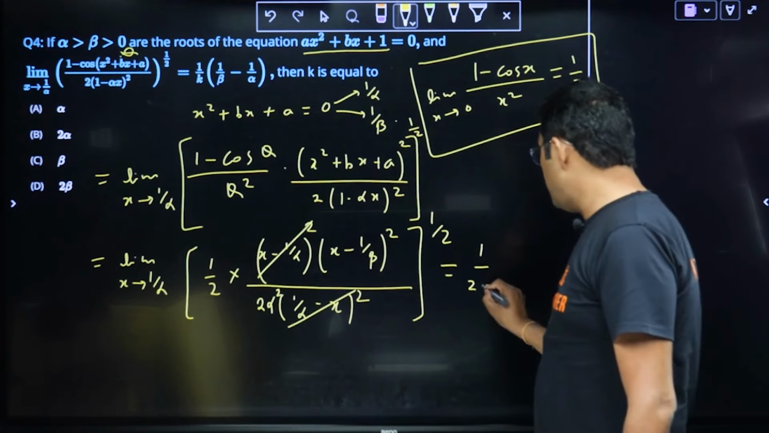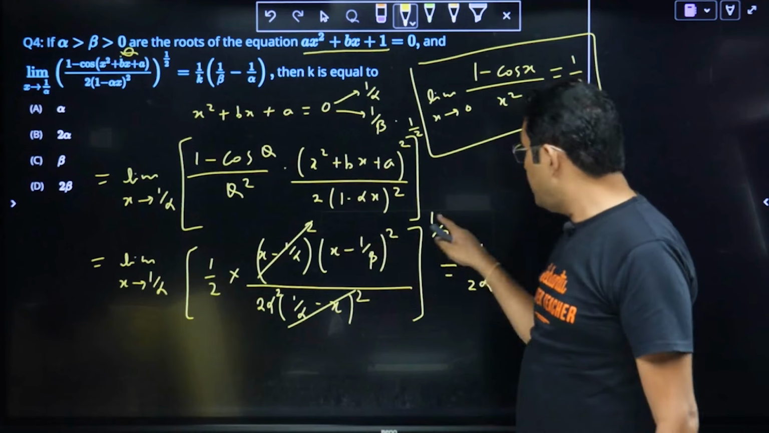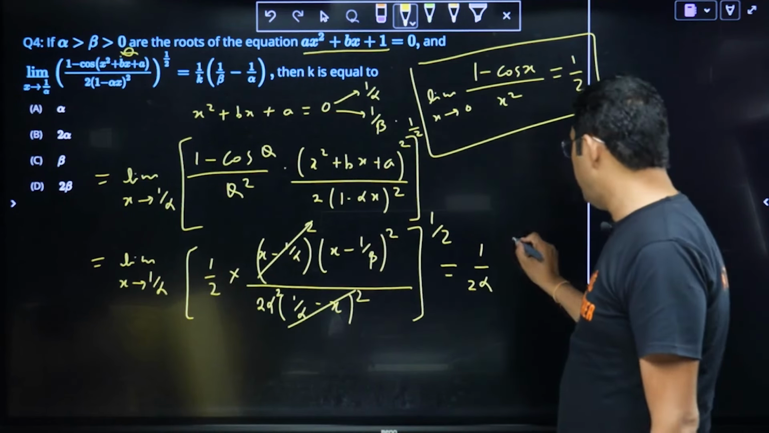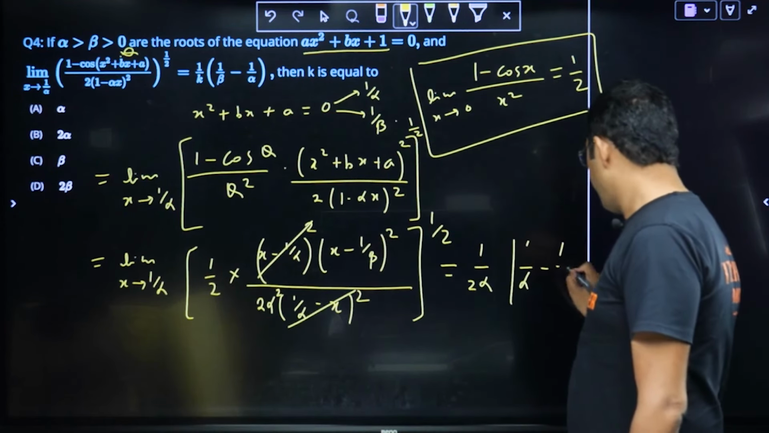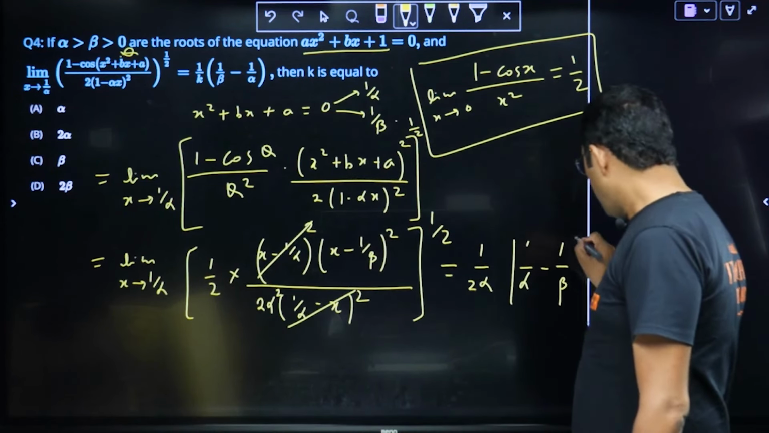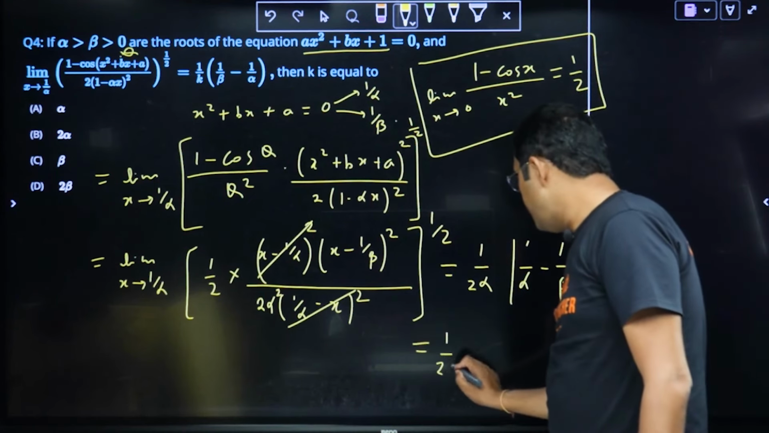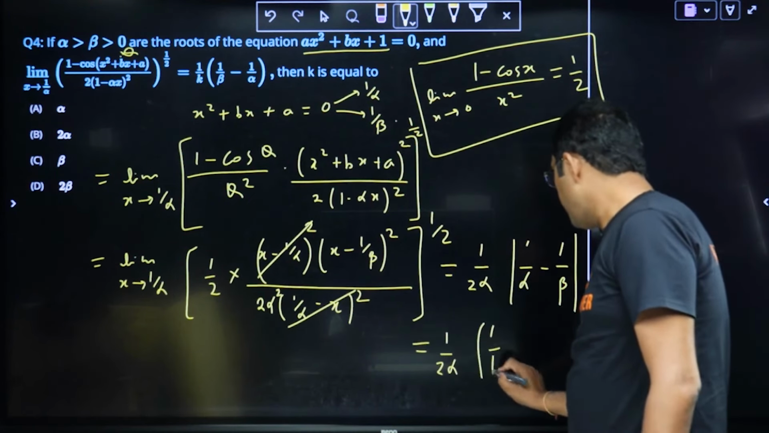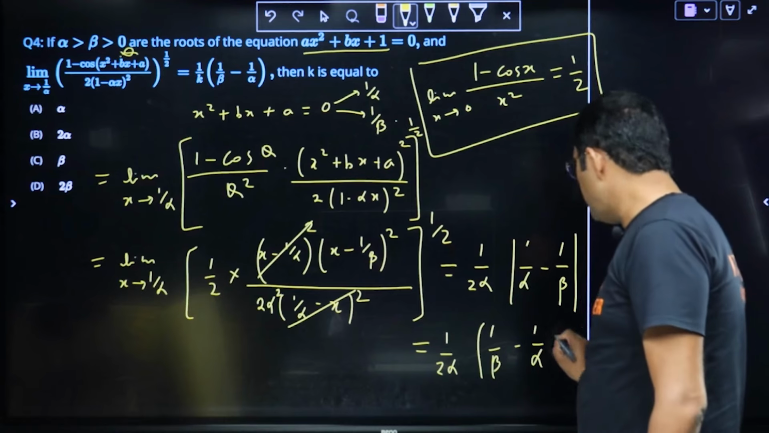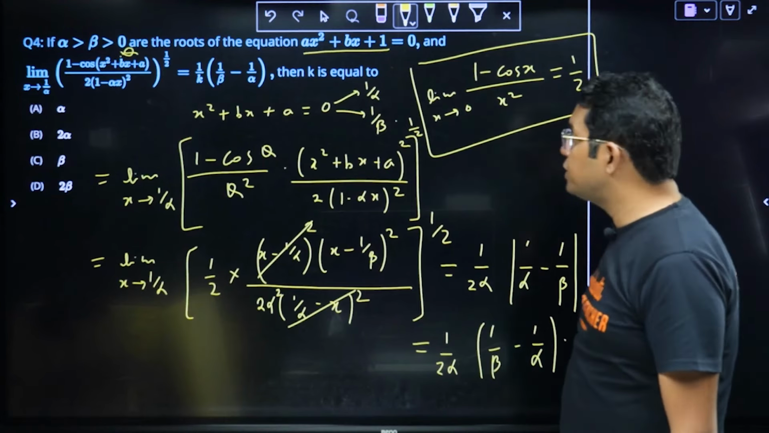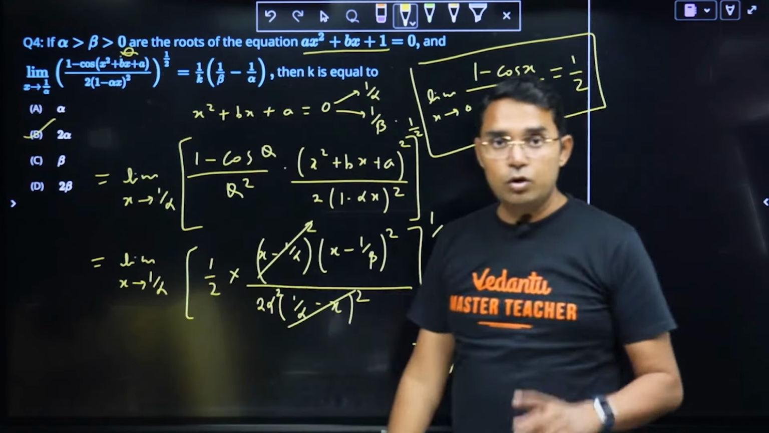So we will get 1 upon 2 alpha here, and we can put x as 1 upon alpha here, but then there will be a mod sign because the square root of anything squared is always the mod of that thing. Here alpha is bigger than beta, so 1 upon alpha will be smaller than 1 upon beta. So the mod of this thing will be 1 upon 2 alpha, times (1 upon beta minus 1 upon alpha). So if you compare these two expressions, the answer becomes equal to B.